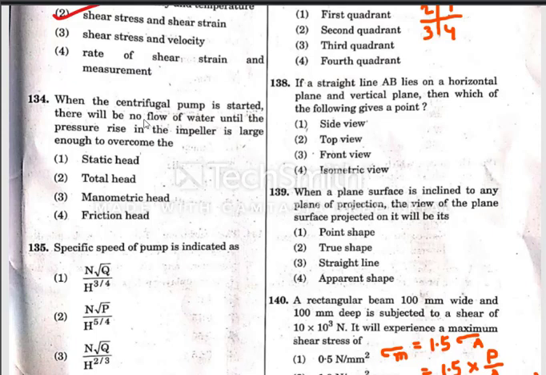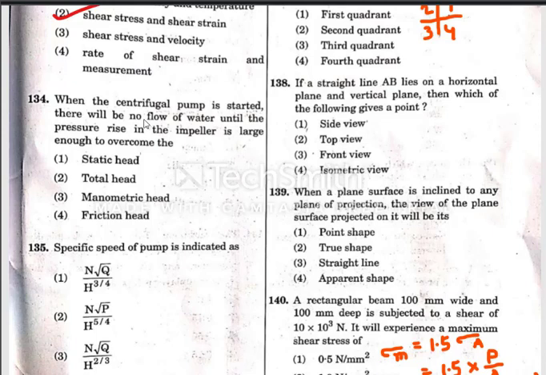And the next question, the object we see in our surroundings usually without drawing comes under which projection? The object we see in our surroundings usually without drawing comes under perspective projection. So perspective projection, option 1, is the correct answer for this.